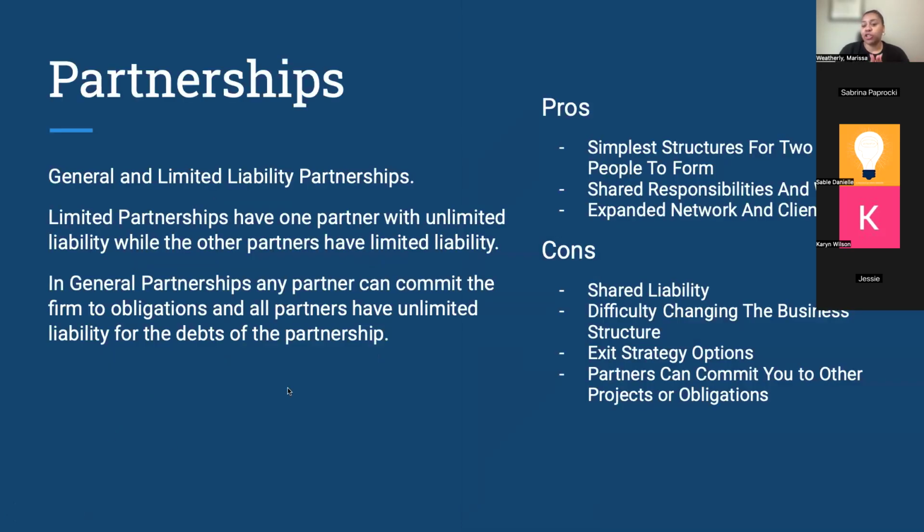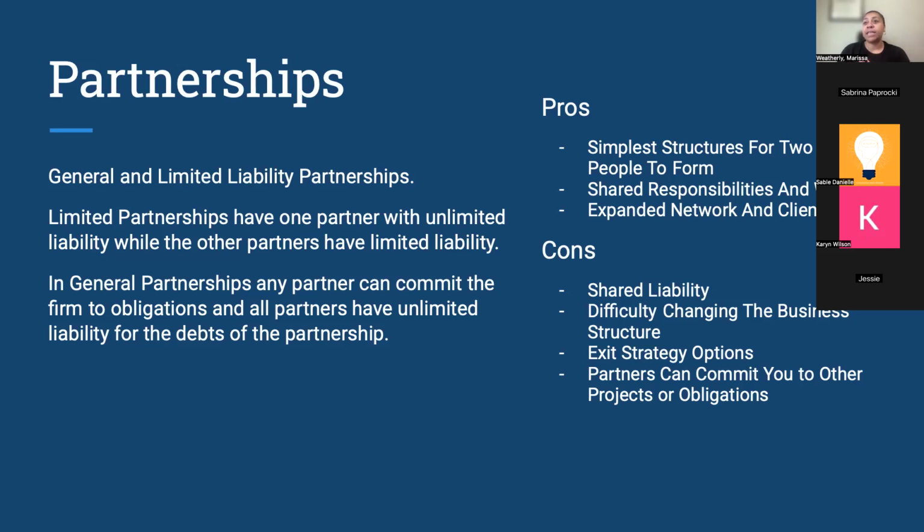The next thing is partnerships. So the next structure type is partnerships. There are different types: general and limited liability partnerships. Limited partnerships generally just have one partner that has unlimited liability, while the other partners have limited liability. What that means is typically in a partnership, somebody will be a general partner. Usually they may be the big wig at the top, and they're the ones who are going to be on the hook for a lot of investments and contracts. That person or entity, depending on how it's set up, is the general partner, while the other partners don't have that same type of exposure.